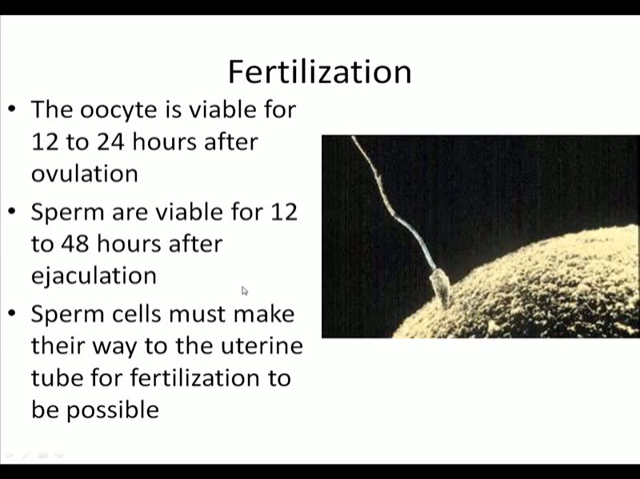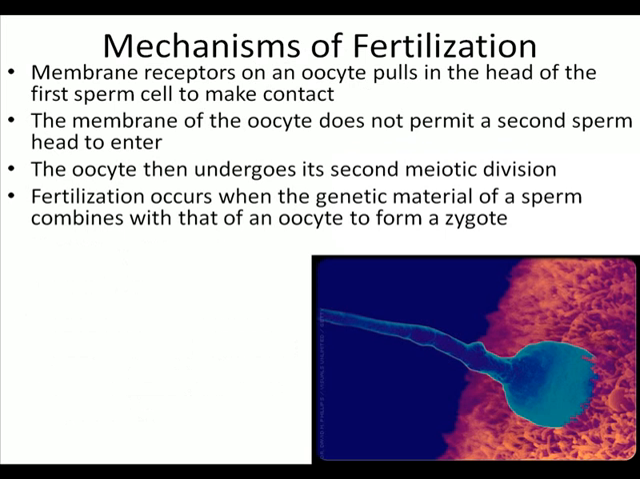Anyway, so the oocyte is viable for about 12 to 24 hours after ovulation, and sperm are viable for about 12 to 48 hours after ejaculation. So the sperm have to be able to get up the vagina through the uterus into the fallopian tube, and fertilization generally happens in the fallopian tube. So as long as the oocyte is still viable and the sperm are viable when they get there, then fertilization is possible.